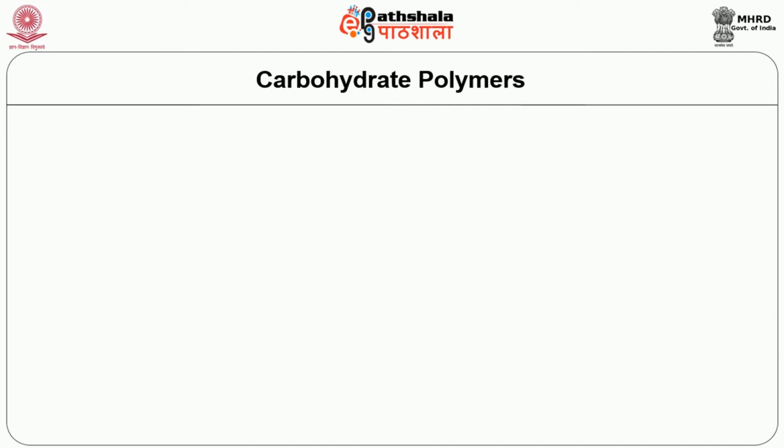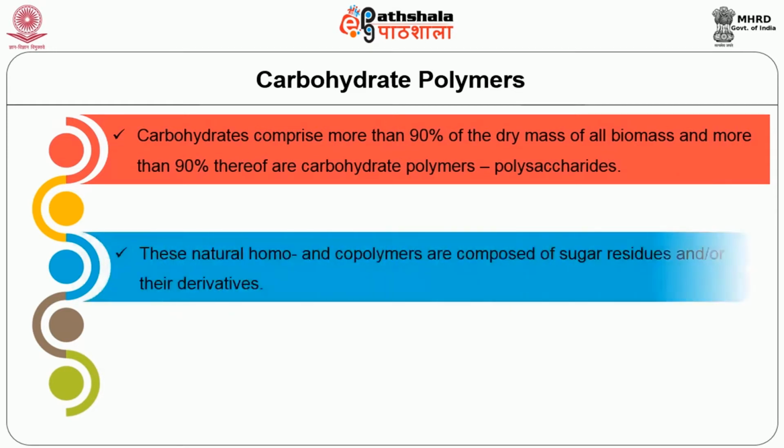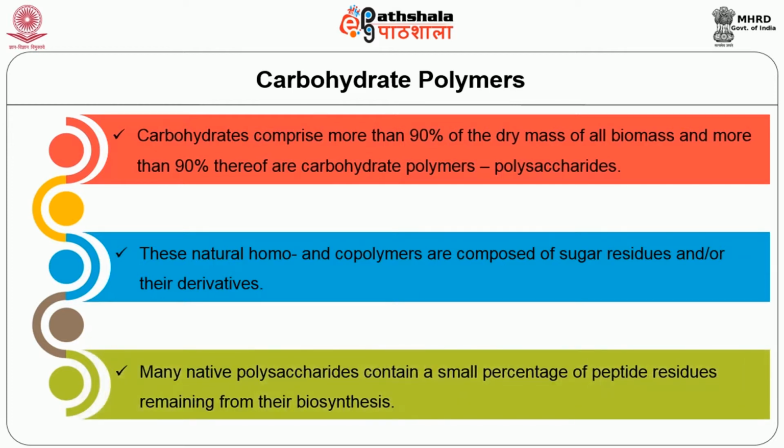Let's first look at how carbohydrate polymers can help in encapsulation. Carbohydrates comprise more than 90% of the dry mass of all biomass, and more than 90% thereof of the carbohydrate polymers are polysaccharides. These natural homo and copolymers are composed of sugar residues and or their derivatives. Many native polysaccharides contain a small percentage of peptide residues remaining from their biosynthesis.